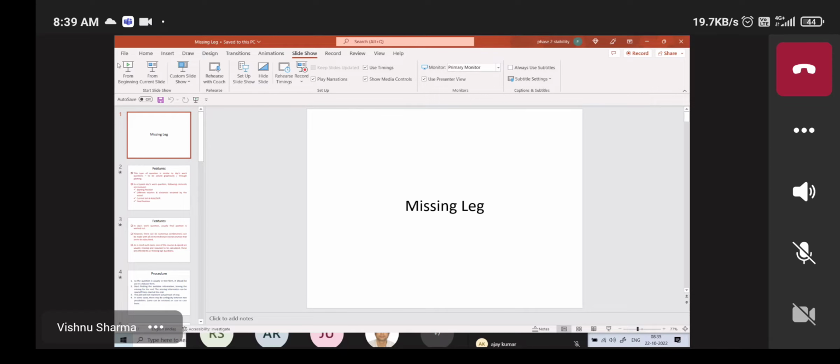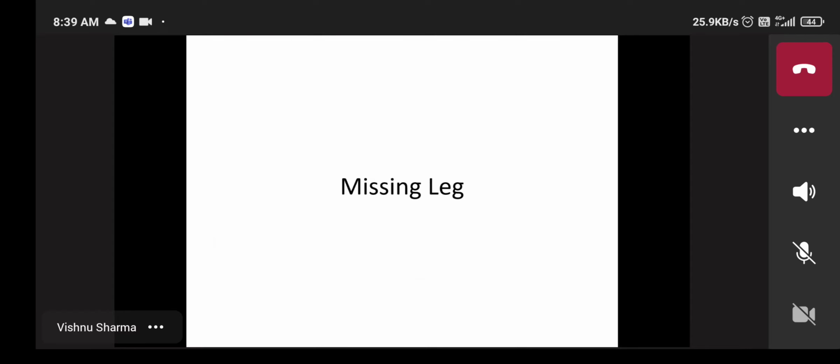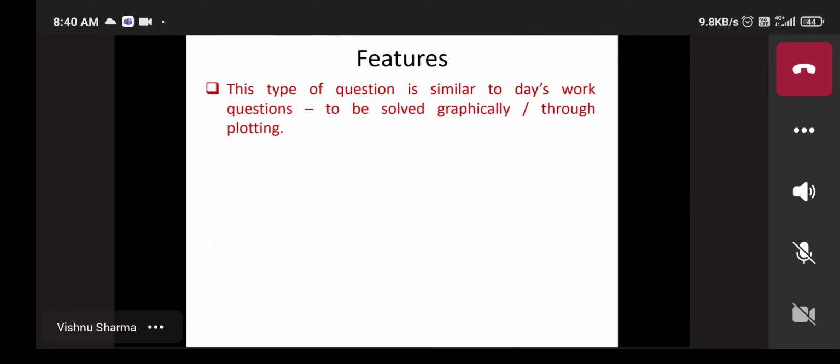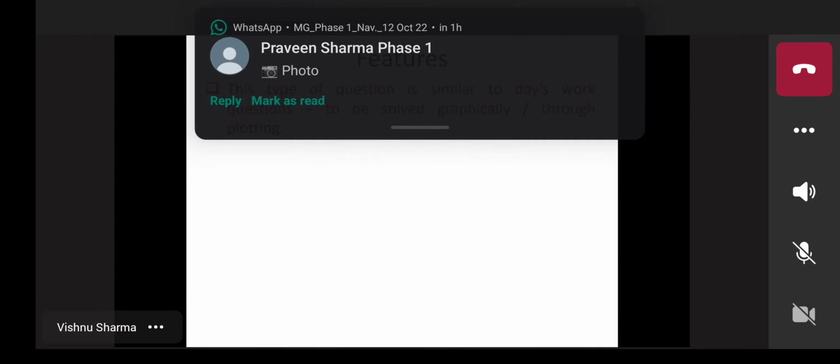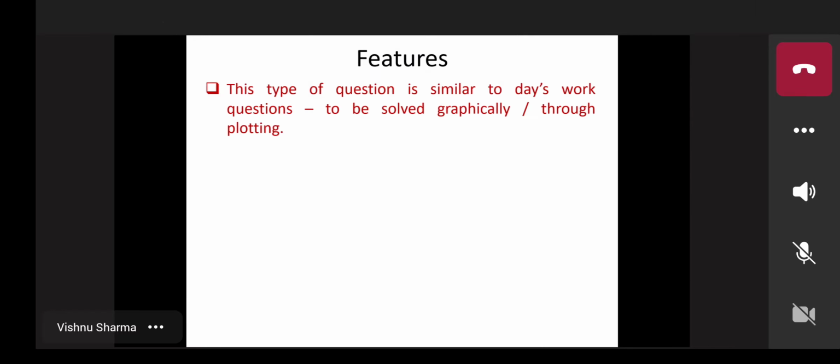Now you see, it resembles your day's work very much. The only thing is, day's work you do mathematically by using the plane and parallel sailing formula. Here you will carry out the day's work through a plot, which is much easier than solving. This question is very similar to the day's work question, which has to be solved graphically through plotting. And when you solve a day's work through plotting on the chart, it becomes much easier.